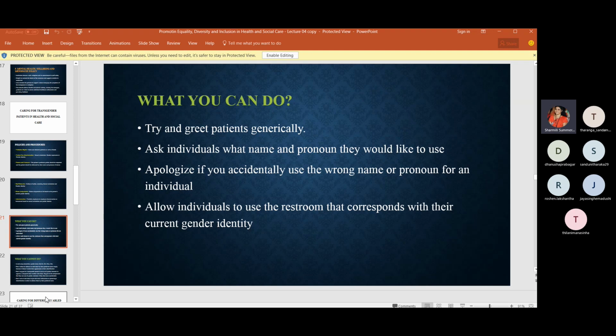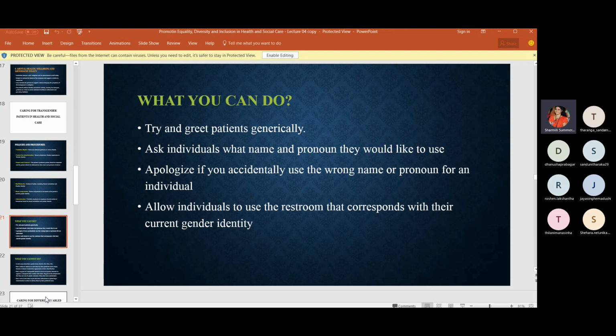Apologize if you accidentally use the wrong name or pronoun for an individual. Yes, you need to apologize. It is okay, because accidentally you can mistakenly call them by another name. So if it happens, immediately you apologize. Sorry, I did not say it intentionally. It happens accidentally, so forgive me, like that. You need to say it in a polite manner.